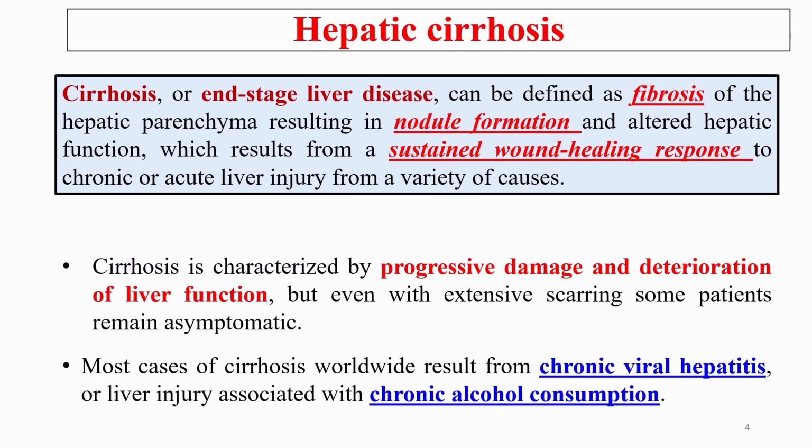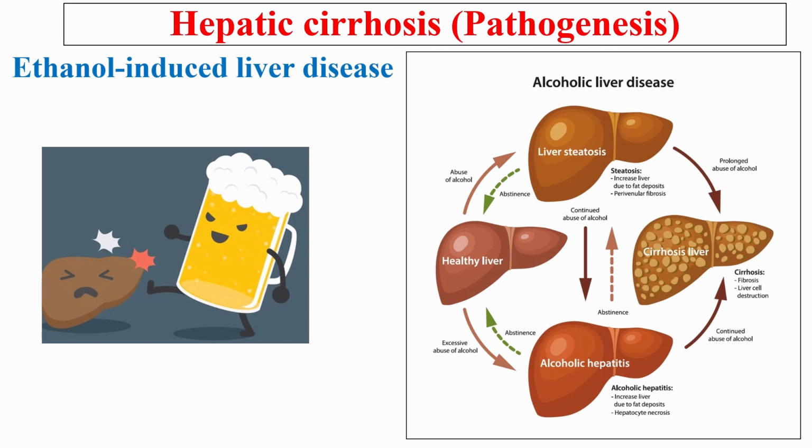Globally, the most common causes are chronic hepatitis B or C infection and chronic alcohol abuse. Over time, the liver's ability to perform vital functions, like protein synthesis, detoxification, and bile production, declines significantly. One of the most well-understood causes of cirrhosis is alcohol-related liver disease.